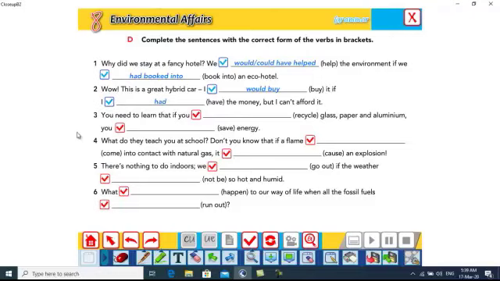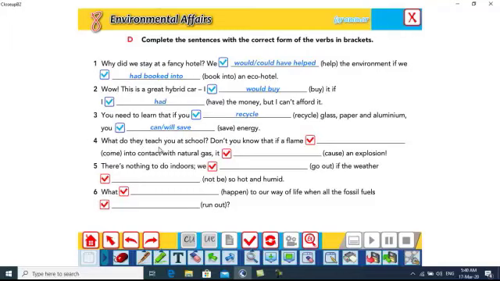Sentence number 3. You need to learn that if you (recycle) glass, paper, and aluminum, you (save) energy. Here this sentence needs to be in which case? I want some students to answer. Yes, you are right. If you recycle glass, you can save or will save, both are correct, energy, and this sentence is in the first conditional.